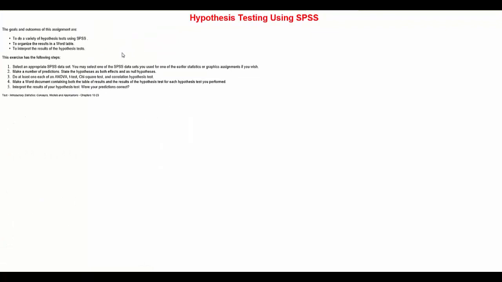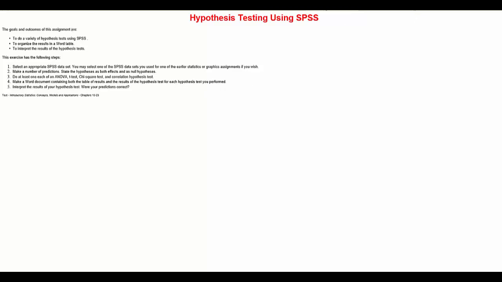To do that assignment, we're going to select the Missouri Schools data set, and we're going to have to do at least one of an ANOVA, t-test, chi-square test, and correlation hypothesis test. And in order to do that, we realize for the t-test we're going to need at least one dichotomous variable, and for the chi-square test we're going to need some variable that has maybe 2 to 7 levels.